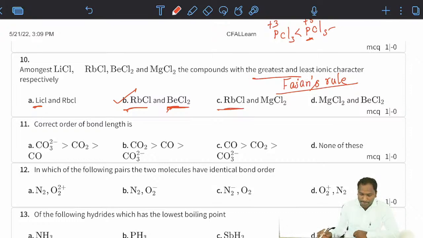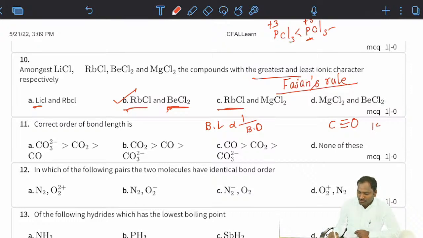Next, correct order of bond length is. Here bond length is inversely proportional to bond order. You all knew bond length is inversely proportional to bond order. So if you know bond order of these compounds, we can decide which is having more bond length. CO bond order through molecular orbital theory, this I am going to explain, how to find out the bond order.